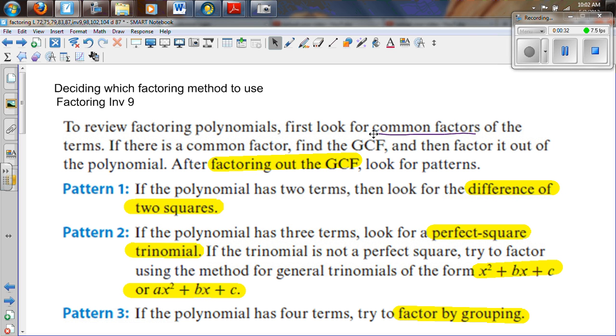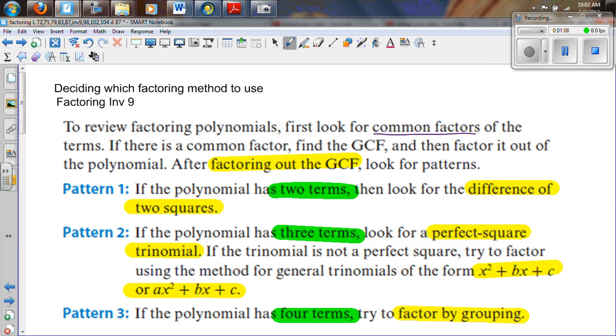So the first method is factoring out the greatest common factor. The second one is if there are 2 terms. There are different things that happen when you have 2 terms, 3 terms, and 4 terms. Each one of these, we're looking for different patterns when we have different numbers of terms. Every time, whether you have 2, 3, or 4 terms, you look for the greatest common factor first.